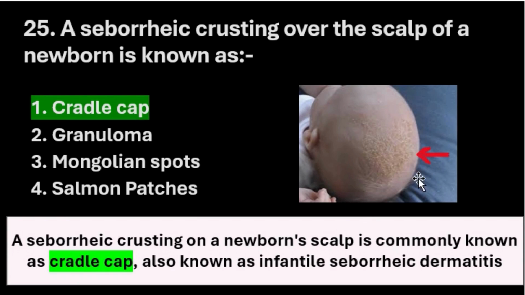You can see the figure here. You can see the cradle cap. A seborrheic crusting of a newborn scalp is commonly known as cradle cap and also known as infantile seborrheic dermatitis. This is cradle cap.